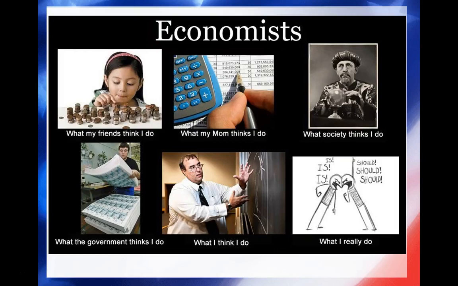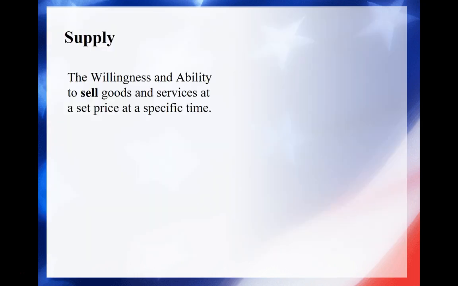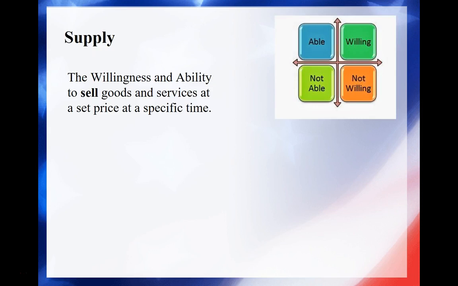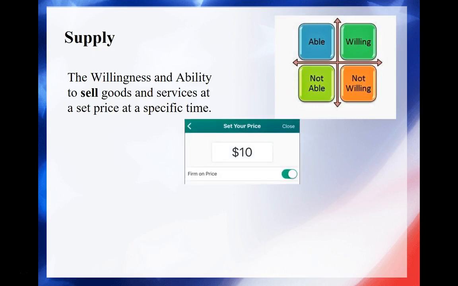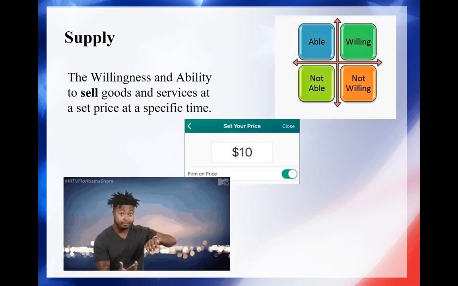to business. Now, you can be willing to buy goods and services all you want, but if there's no one to sell it, your demand's going to go unmet. That's where the other half of the equation comes into play. Supply is the willingness and ability to sell goods and services at a set price at a specific time.